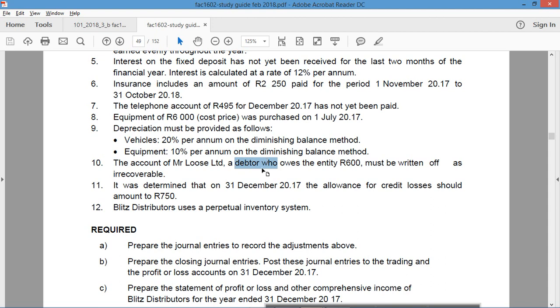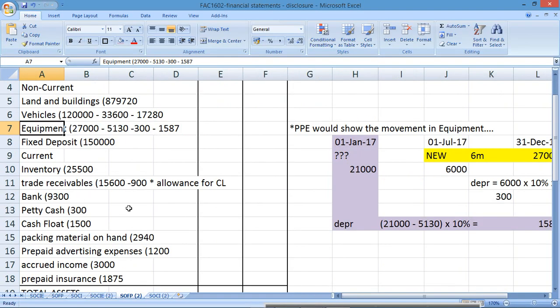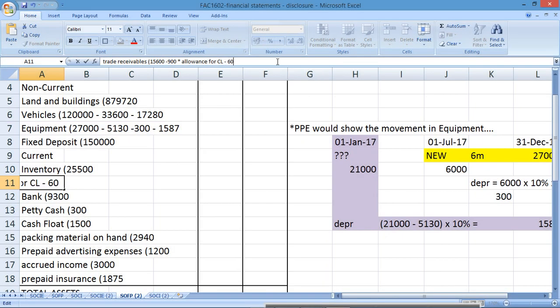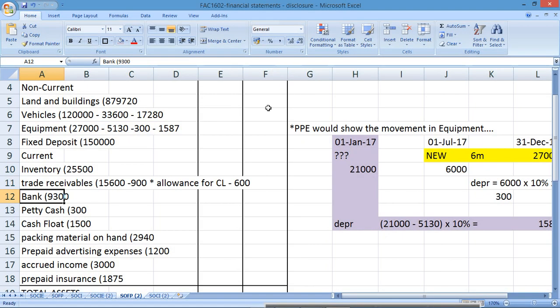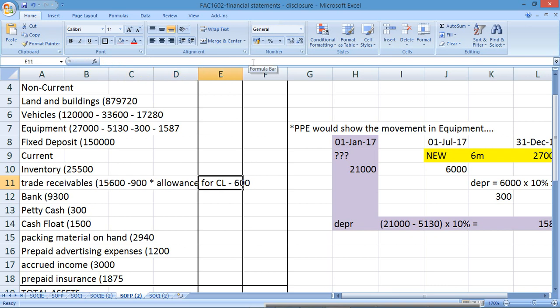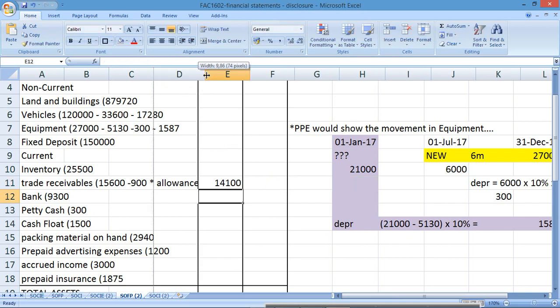A debtor owed, not going to pay. So a debtor will decrease. A debtor would have a balance that's a debit. This will come down by 600. Does that make sense? Yes, it does. Okay, and then we'll get a figure here. Right.